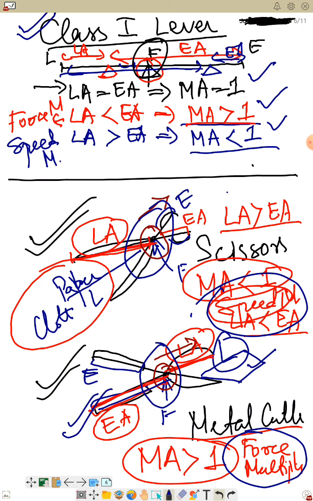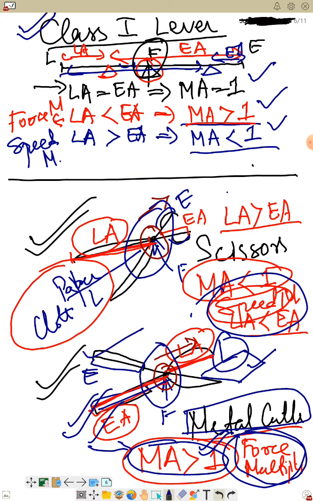Metal sheet काट्नु लागि त ज्यादा force चाहिन्छ. So that is why the handle is made longer so as to increase the effort arm, and in turn to make the mechanical advantage of the metal cutter greater than 1. So actually what you are trying to do is make the mechanical advantage of the metal cutter more than 1, so that this lever turns into a force multiplier.